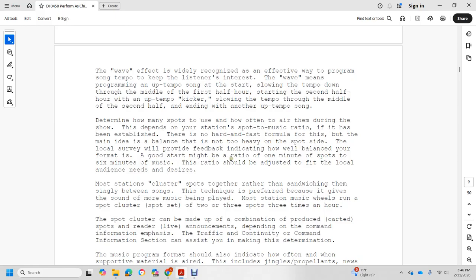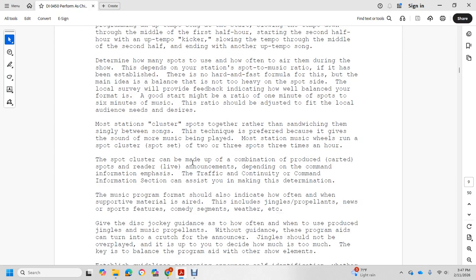A good start might be a ratio of 1 minute of spots to 6 minutes of music. The ratio should be adjusted to fit the local audience's needs and desires. Most stations cluster the spots together rather than sandwiching them singly between songs. The technique is preferred because of the sound it gives, with more music being played. Most stations' music wheels run on a spot cluster set of 2 or 3 spots, 3 times an hour.